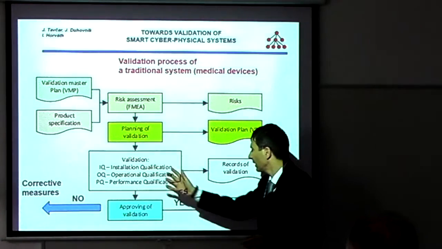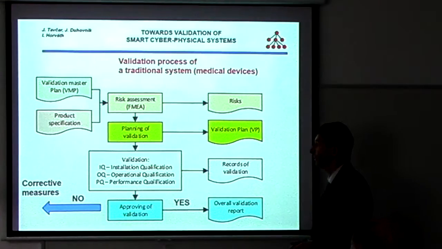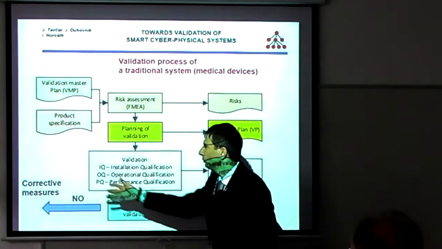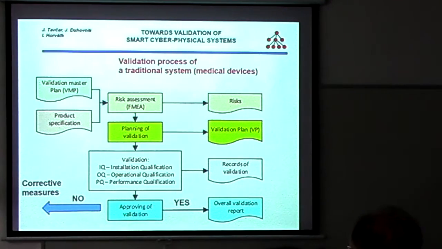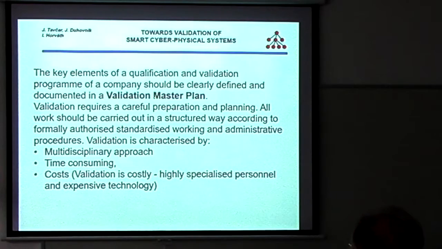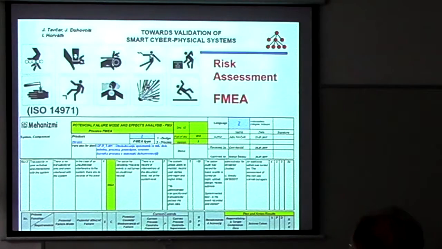So if everything goes fine, then we prepare a final report. In some cases, we need to do some corrective actions, or we need to improve at least some modules. I would like to repeat once again that the validation process is a tough job. It's time consuming. We need to have highly specialized personnel, and we should be aware that it's costly. In some cases, like for airplanes, the control system validation is half of the development costs.